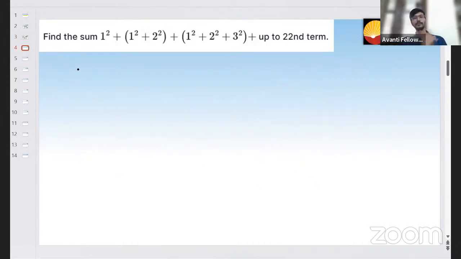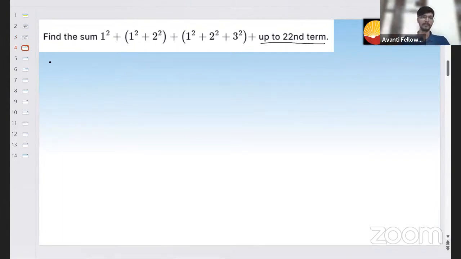This is also a good question, but here one problem is that we have to find up to the 22nd term. So what we'll do is find up to n terms. Please listen carefully. We'll find the sum of n terms, and at last in place of n we'll put 22, because that will be more easy, less calculative than finding up to the 22nd term, since we don't know what the 22nd term is. So let's find the nth term, and then at last we'll put n equals 22.